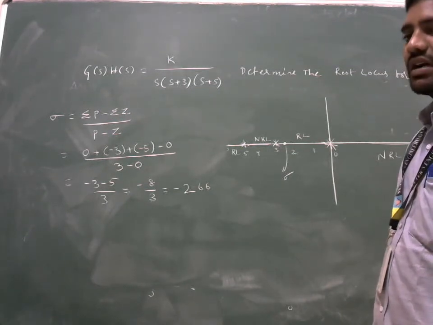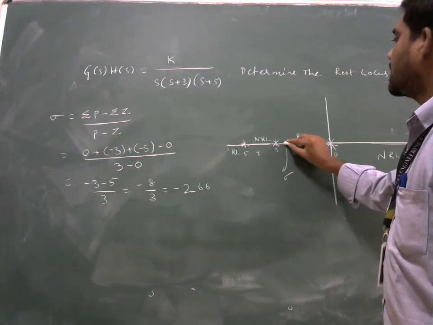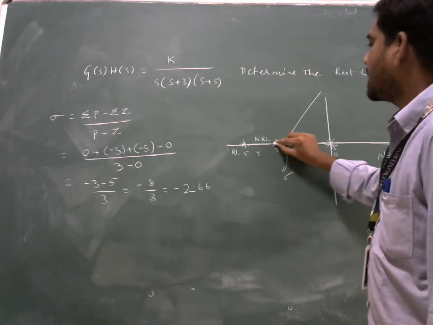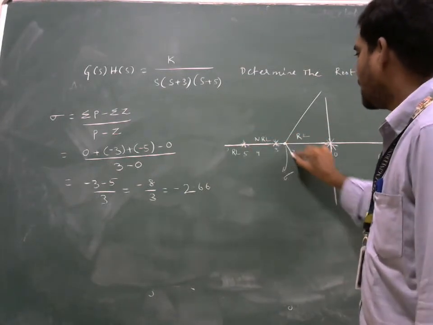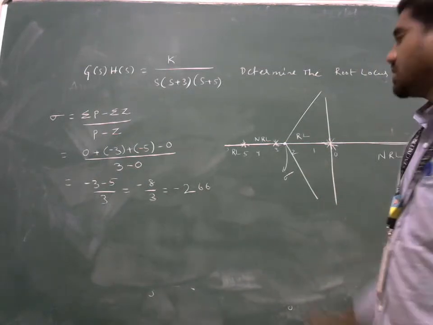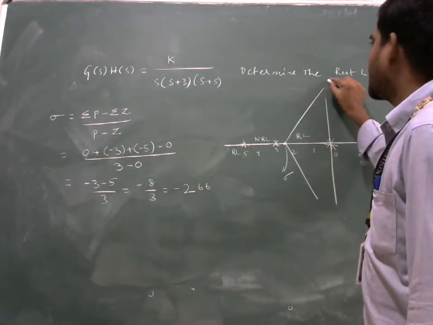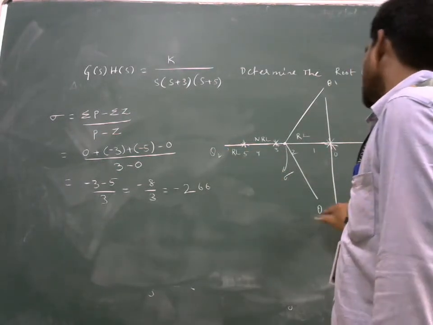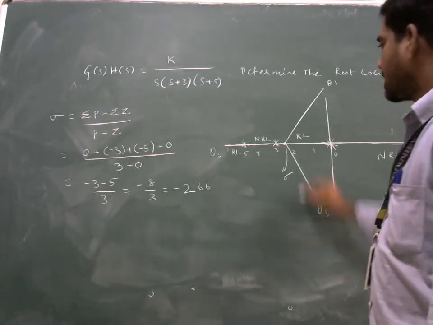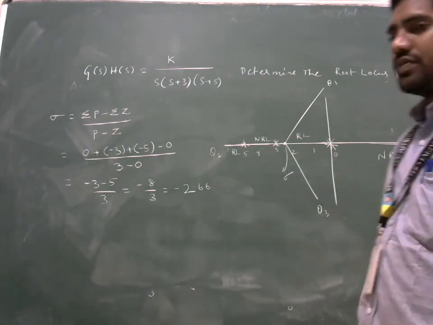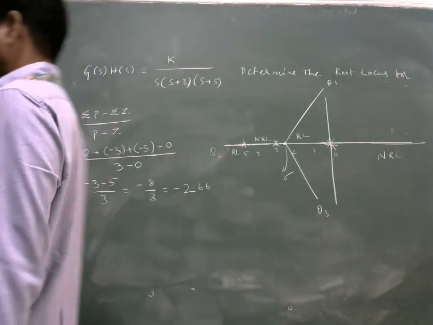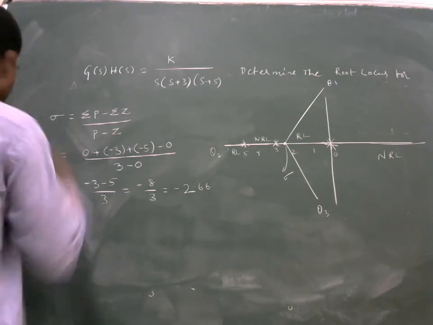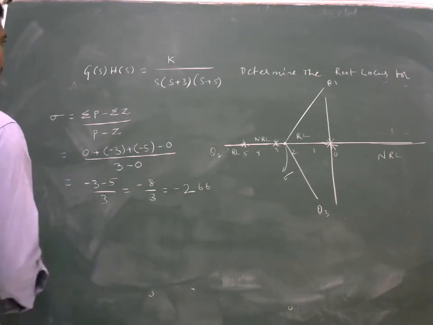Now, at the centroid, you need to draw with a protractor the angles of asymptotes: 60 degree line, 180 degree line, and 300 degree line. The 60 degree line is theta 1, this is the theta 2 line, and this angle of asymptote is theta 3. Is it clear? The next one is the breakaway point. To find the breakaway point, what do we need to consider?